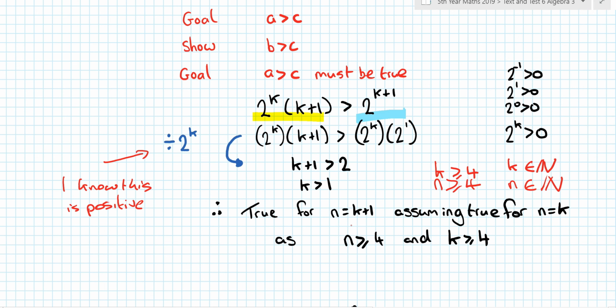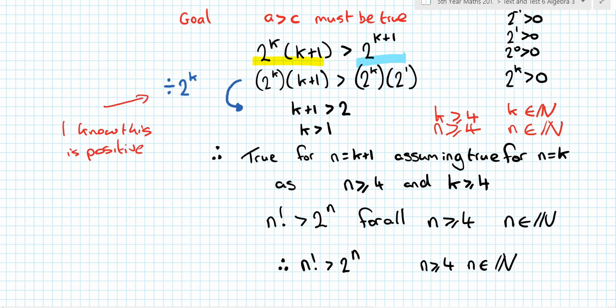So true for n is equal to k plus 1, assuming true for n is equal to k, as n is greater than or equal to 4, and k is greater than or equal to 4. And then restate the question that was above: n factorial is greater than 2 to the power of n for all n greater than 4, n is an element of the natural numbers. I've written it down twice, but that's not really needed anyway. Hopefully the video helps you.